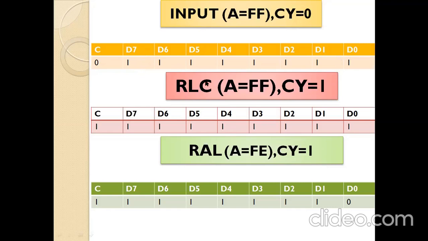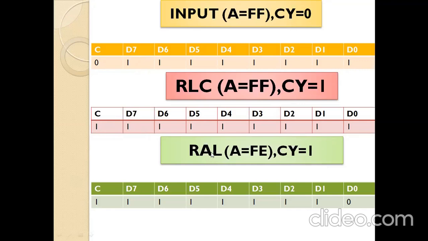Now rotate accumulator left. What will happen: D0 will go to D1, D1 to D2, D2 to D3, D3 to D4, D4 to D5, D5 to D6, D6 to D7, and the D7 bit will go to carry as well as D0. So this bit will go to carry as well as D0. So your value is all 1s. So FF, carry is equal to 1.